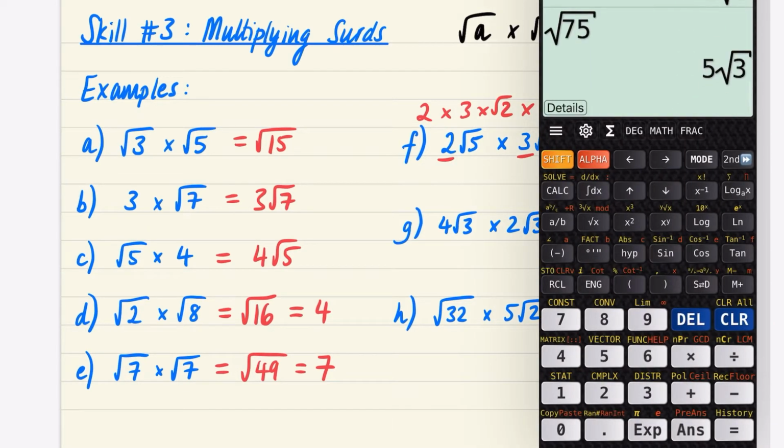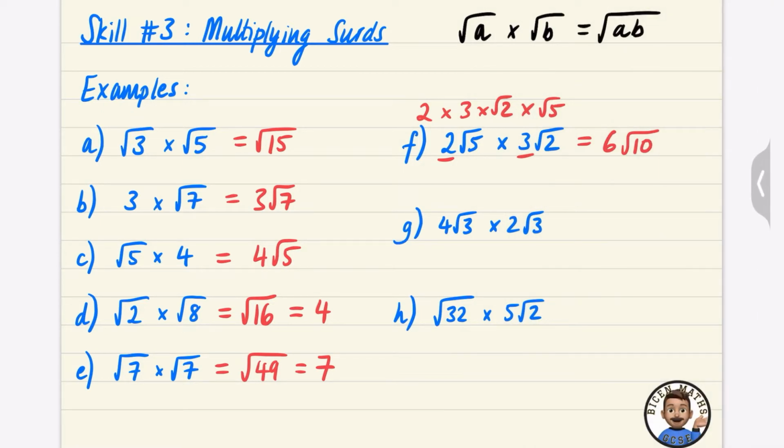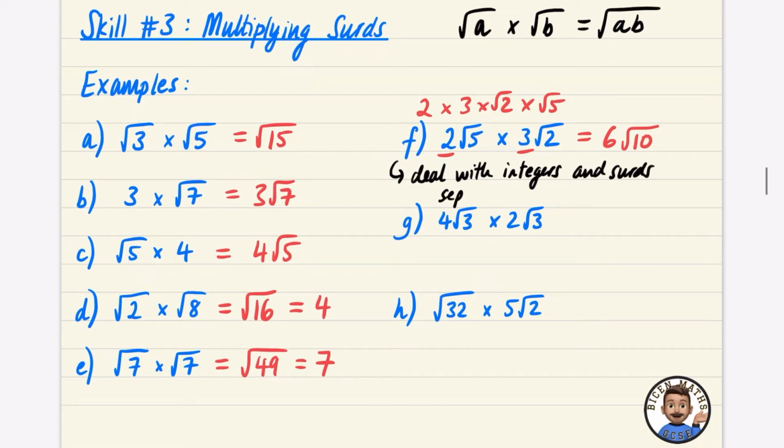I'll show you that on here. I'm going to do 2 root 5 multiplied by 3 root 2. And you get 6 root 10. So this one here is telling us we deal with the whole numbers and surds separately. The whole numbers are the integers, so deal with the integers and surds separately.